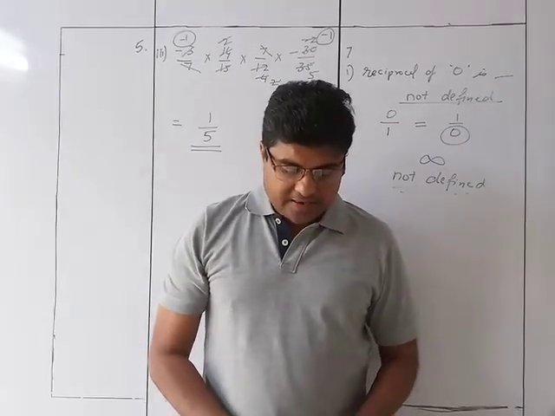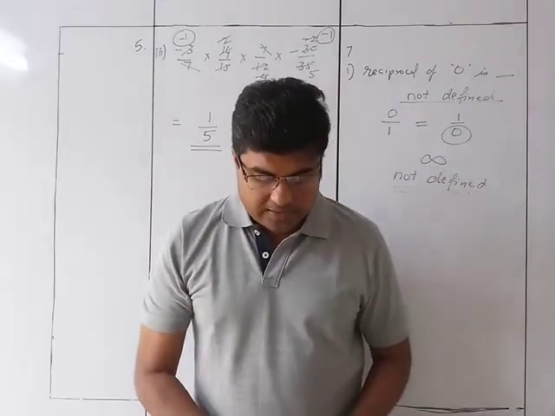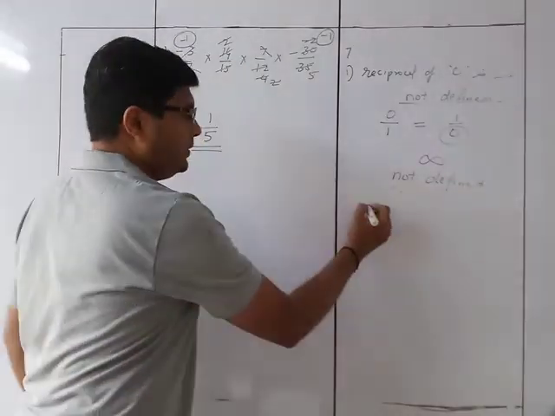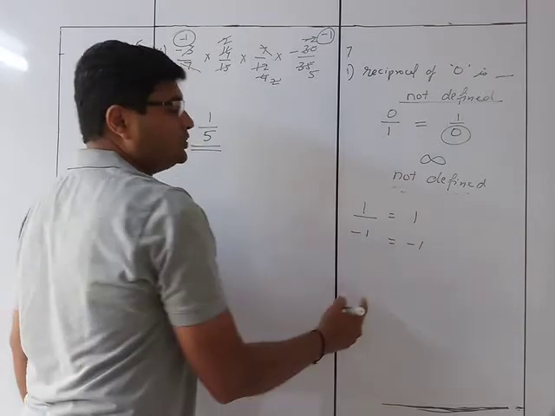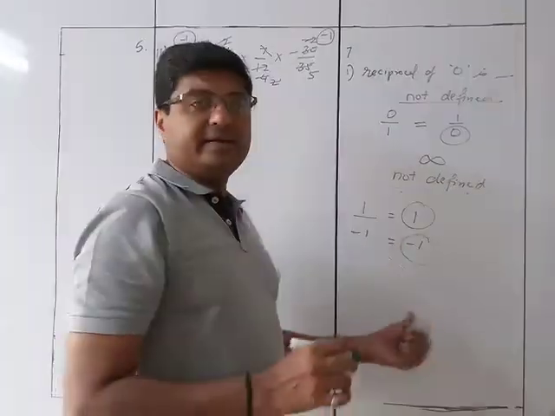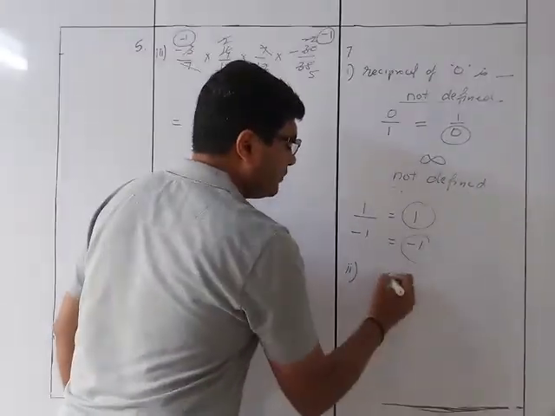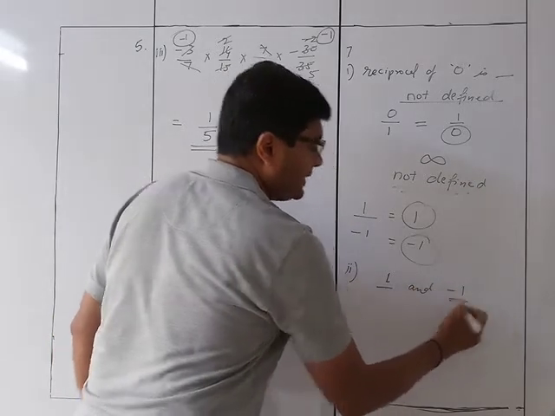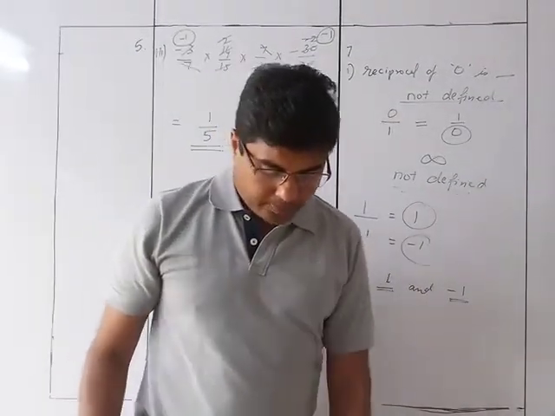The next is: the numbers dash and dash are their own reciprocal. If I write 1, what is the reciprocal of 1? Again 1. What is the reciprocal of minus 1? Minus 1. So you can see the reciprocal of 1 and minus 1 is the number itself. So that's the answer for the second one. So 1 and minus 1 are the answers for fill in the blanks number 2.